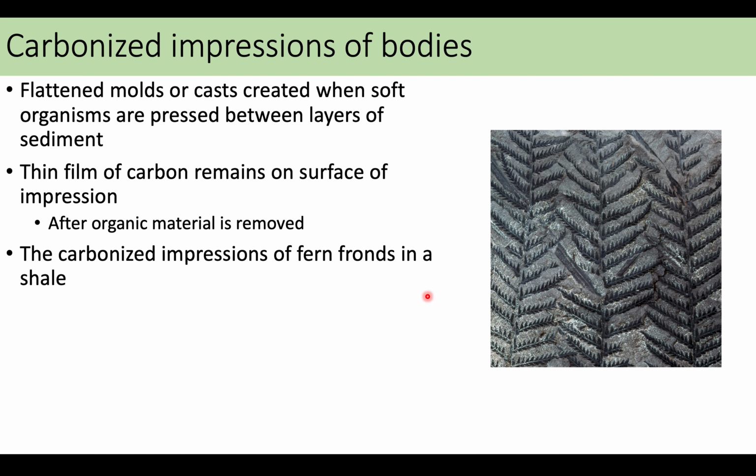We can have carbonized impressions of bodies, usually of leaves. So this is where flattened molds or casts can be created by really soft organisms. So they don't have to be shells. It can actually be really soft organisms. For example, this is some type of fern. And what happens is a really thin film of carbon is actually going to remain on the surface of the impression after the rest of the organic material of that leaf is actually gone. So after this leaf is gone, it's removed, there's going to still be that carbonized impression or that really thin layer of film exactly where the fern was laying. So this is a fern in shale rock. So it's not so much a mold, but it's actually a thin layer of carbon that was left behind as that fern was being decomposed and removed.